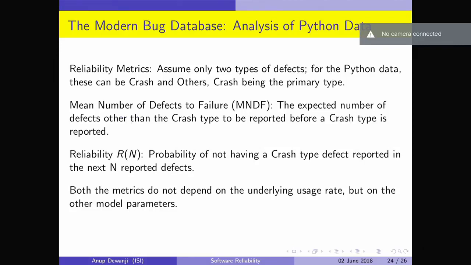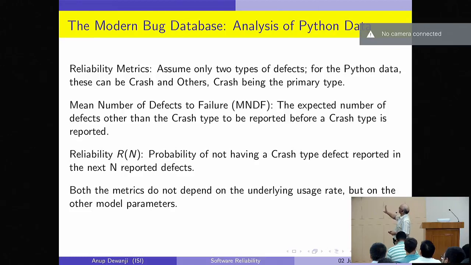We consider 2 types of defects, say crash and others, crash being the primary type. So mean number of defects to failure, like MTTF, I call it MNDF, is the expected number of defects other than the crash type that will be reported before a crash type is reported. So crash type is the failure. So before the failure occurs, how many more defects will be reported? That is my MNDF. That is similar to MTTF.